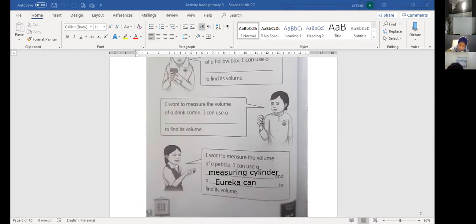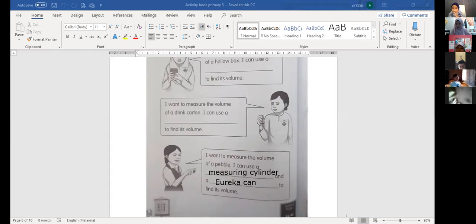Okay, next. Okay, dah siap salin? Dah siap? Okay, I give you time to write the answer. Okay, Ilham dah siap. Okay, kita tunggu yang lain pula. Teacher nampak macam Akif tengah menulis lagi. Okay, Dini dah, very good. Semua dah siap salin?